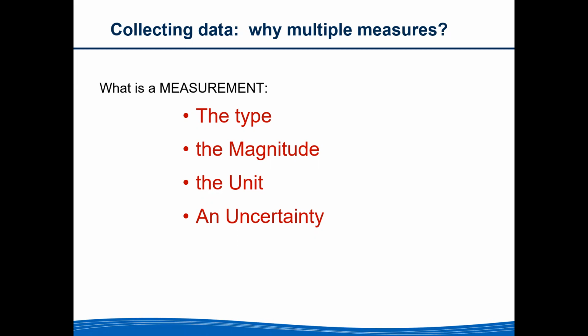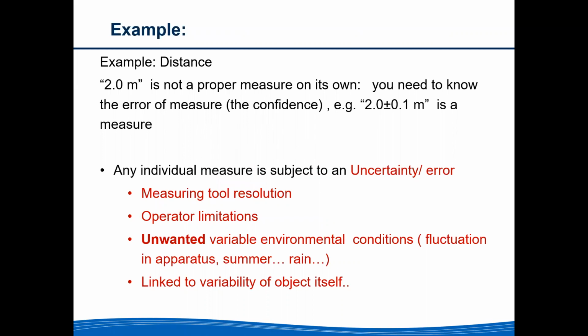Uncertainty is very important, okay? In science, nothing is 1 meter long. Something is 1 meter long plus minus 1 centimeter. There is always an uncertainty associated, an error associated to the measurement. A classic example, if we speak about distance, 2 meters is not the proper measurement on its own. You need to know the error of your measures. For example, 2 meters plus minus 0.1 meters is a measure.